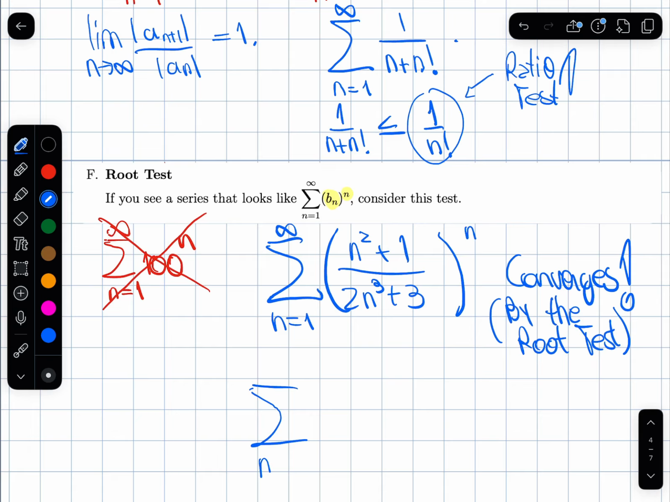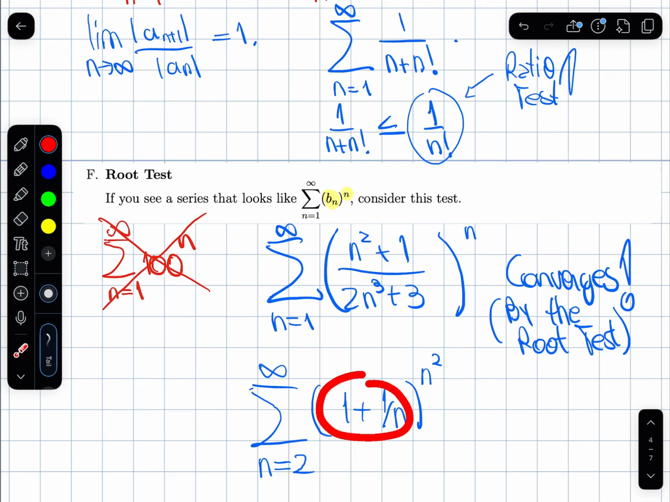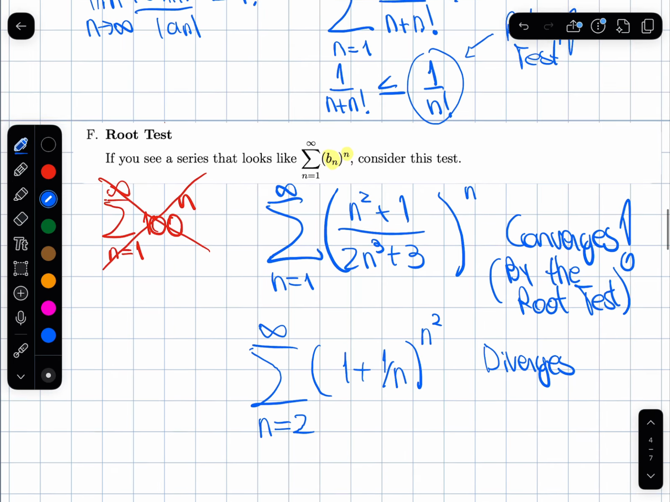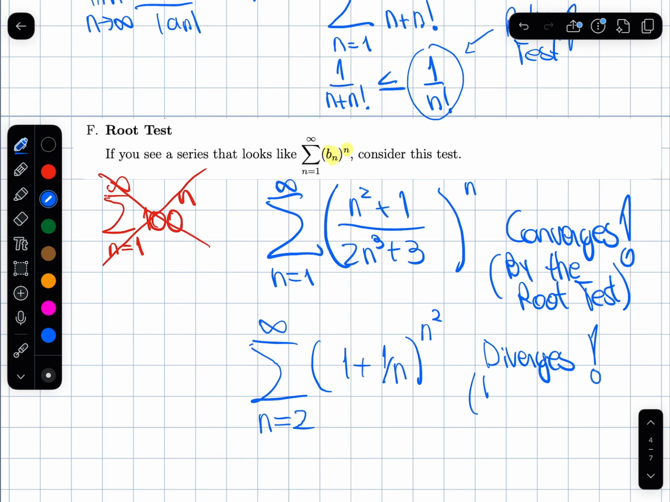I also think we did something like this in an example. I'll start with 2 just to make it a little different. But whenever you see something like this, you see there's something with n that's also raised to a power that has n's in it. So I think this is also a good candidate for the root test. And I think this one diverges. Memory might be failing me, but again, check it out, let me know.